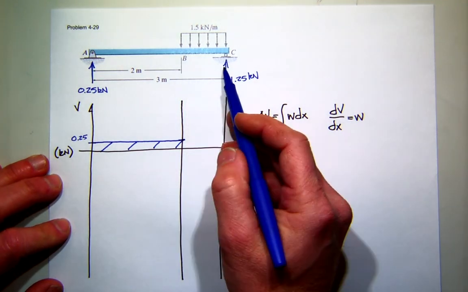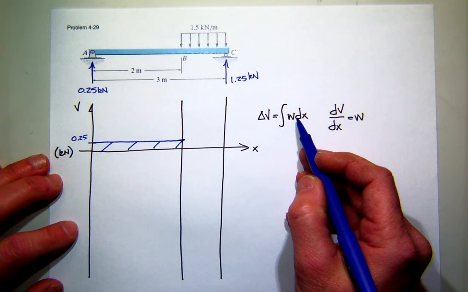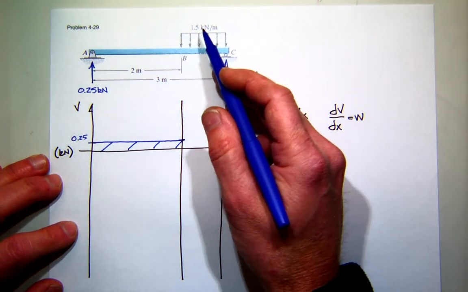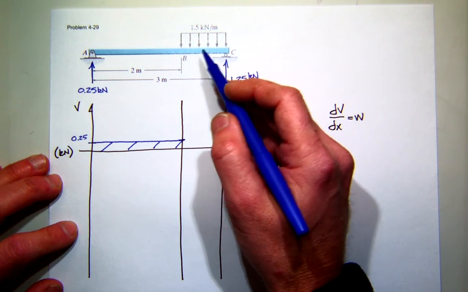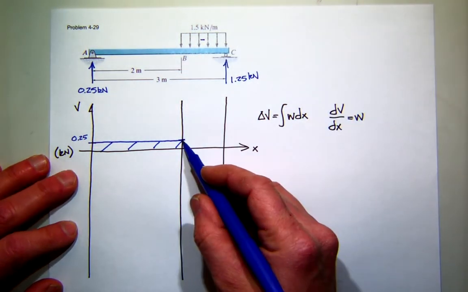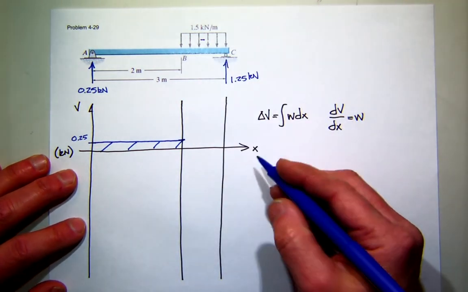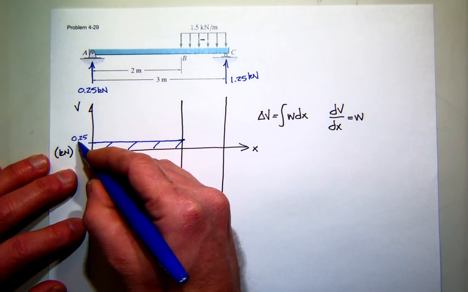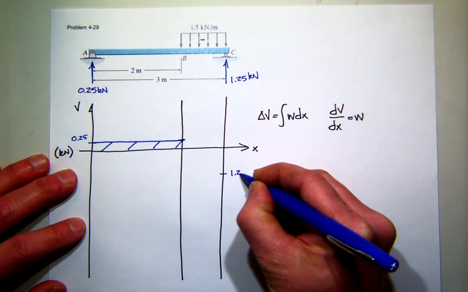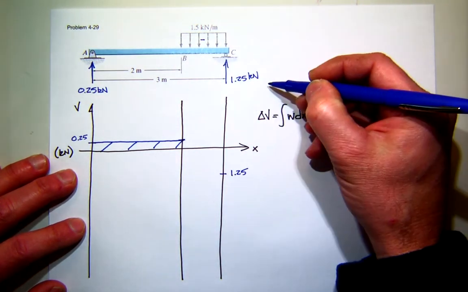Now what happens from B to C over the last meter? Well, again, change in shear is equal to the area under the load curve. What's the area? 1.5 times 1, and that's positive or negative? That's a negative load. So I'm going to have 0.25 minus 1.5, I said 1.25, I meant 0.25, and that brings us to our negative 1.25 value here. And it's negative shear.